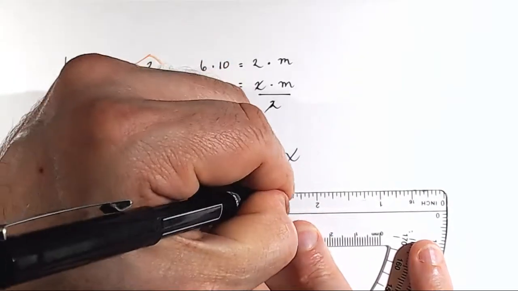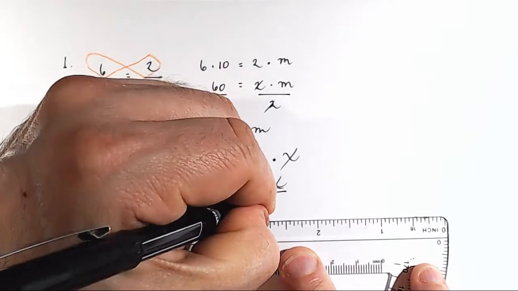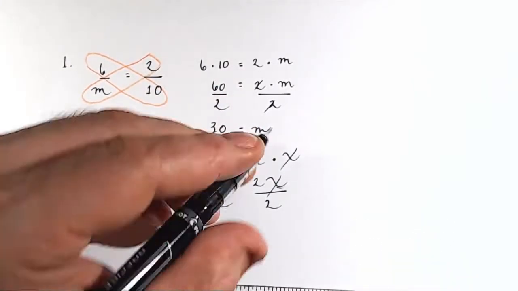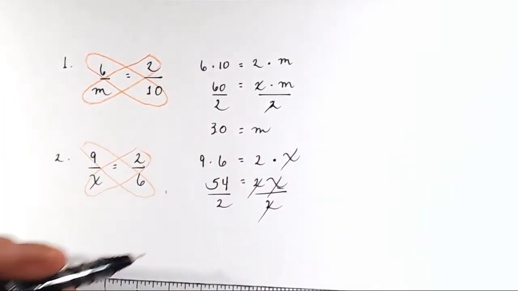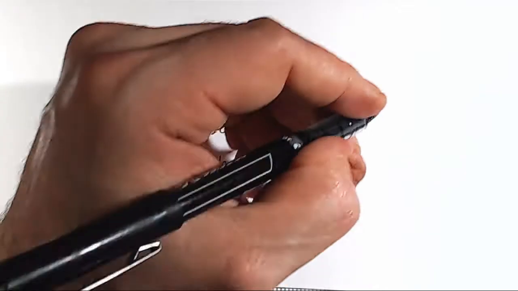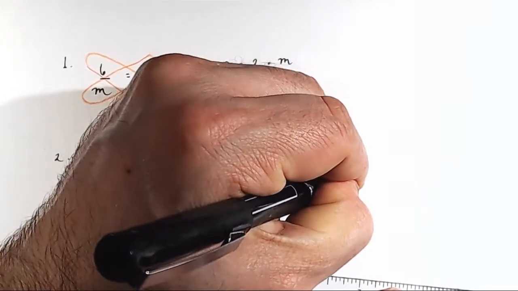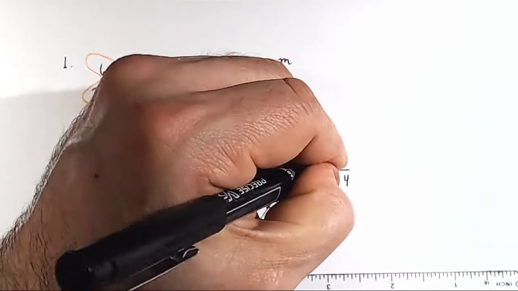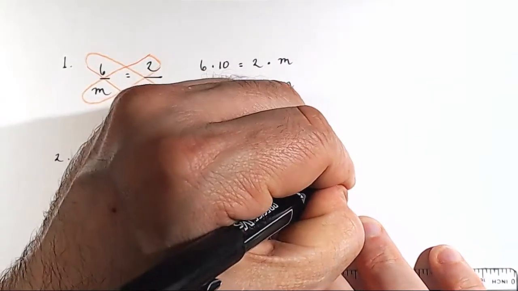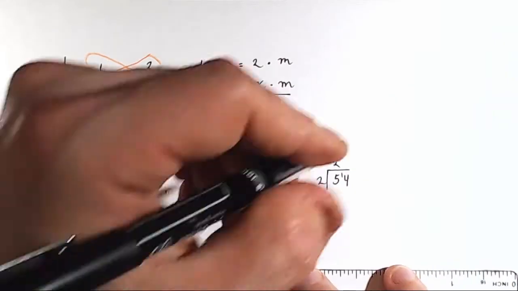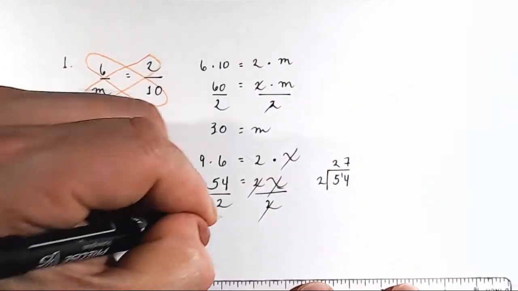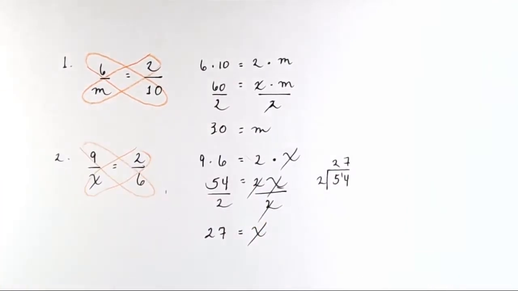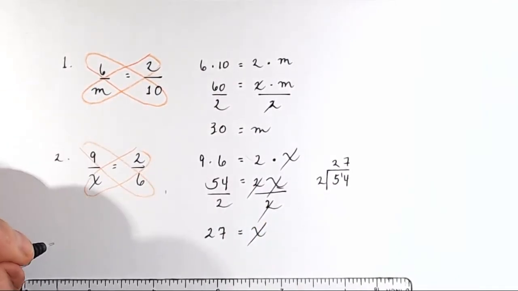To get x by itself, we just divide both sides by 2. Okay, and the 2's cancel. And now we do 54 divided by 2. And if we didn't know that, we would do over here 54 divided by 2. 2 goes into 5 twice. Okay, there's one remainder. 2 goes into 14 7 times. All right, so 27 equals x. All right, number 3.